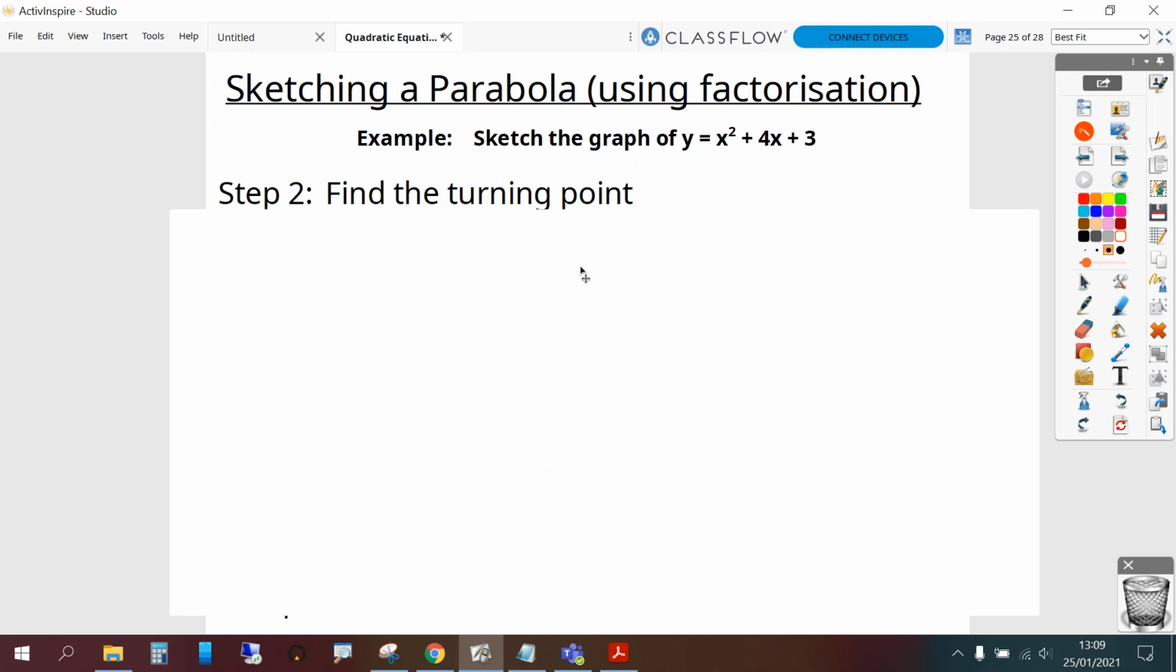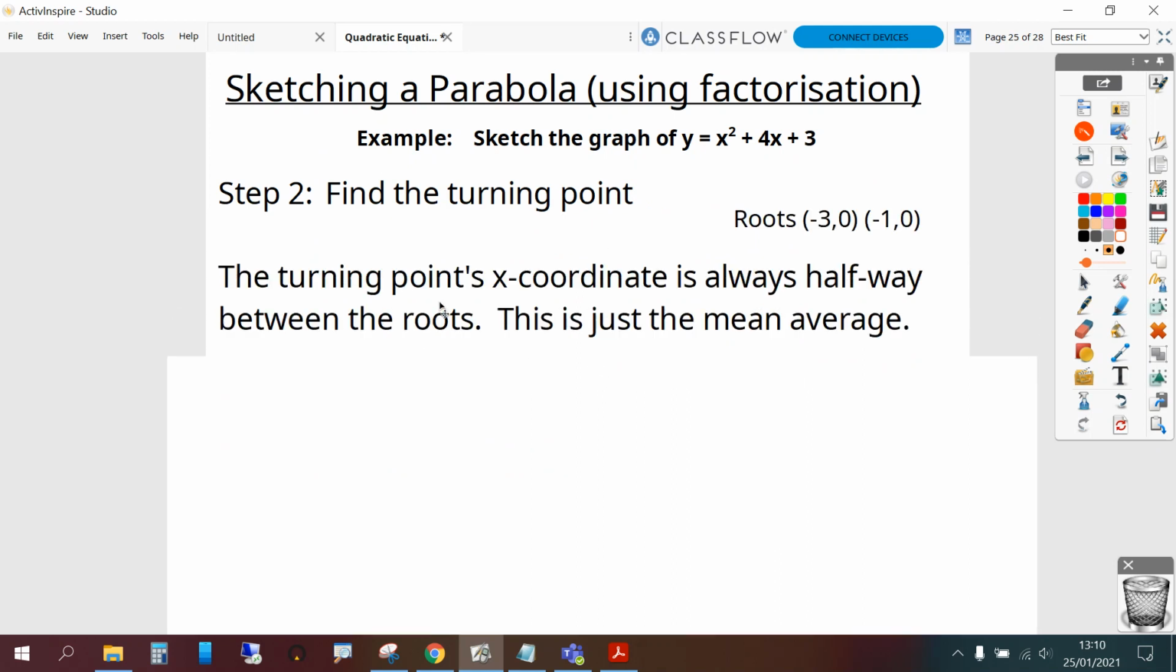We'll also be asked to show where the turning point is. Turning point's x-coordinate is always halfway between the roots. So here we've got -3 and -1, we want halfway. So this is just the mean average. So add the two up and divide by 2. -3 and -1 is -4, and then half that is -2.